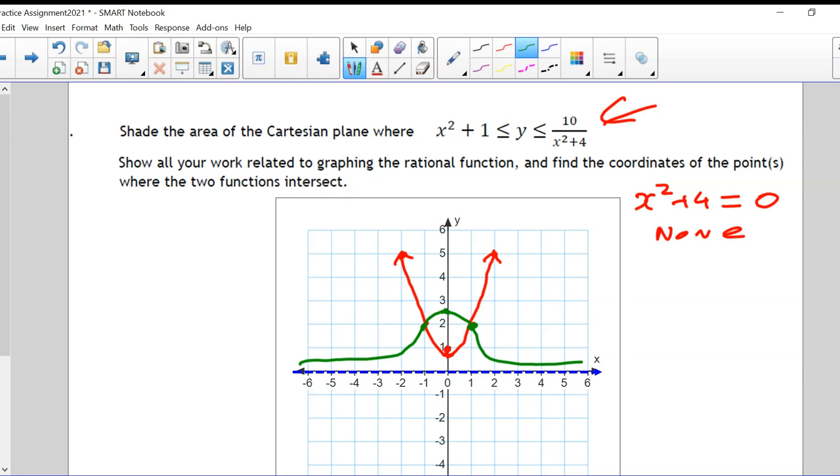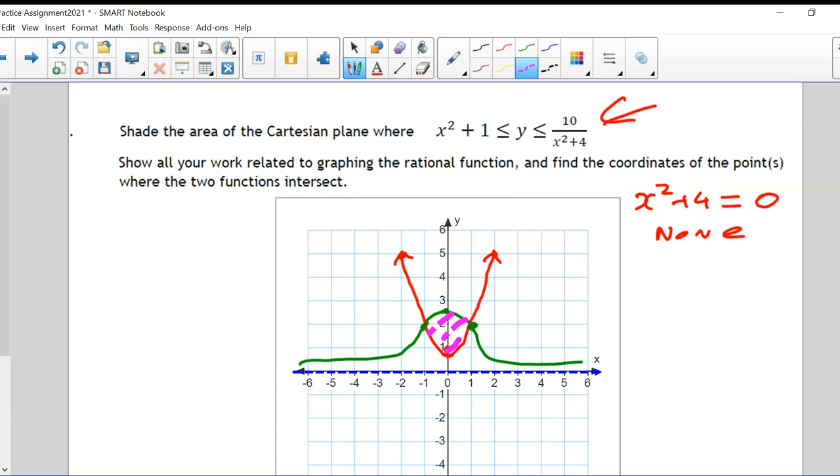So the question is asking us to shade the area where one function is less than the other function. The only place that is happening, I'm going to shade in with some dotted lines right now, is right about inside here. That's where that is happening. So you're above the quadratic function, but below the rational function.